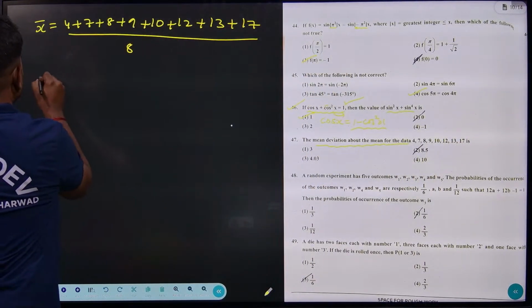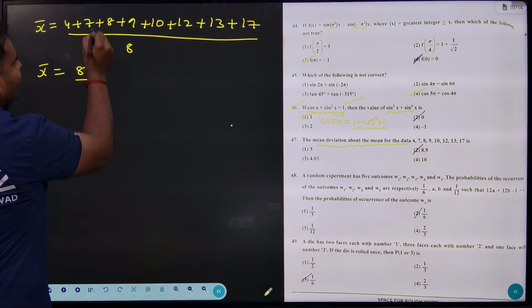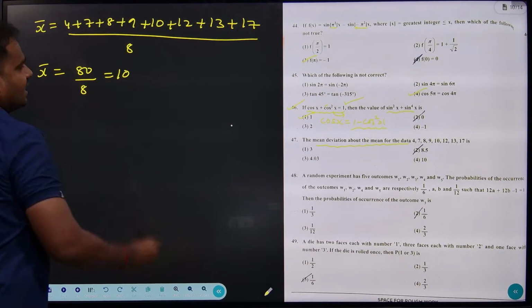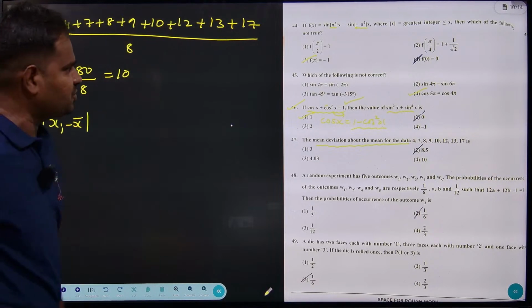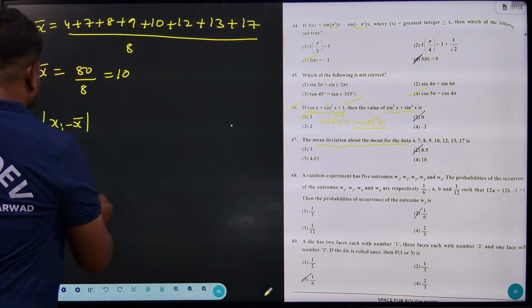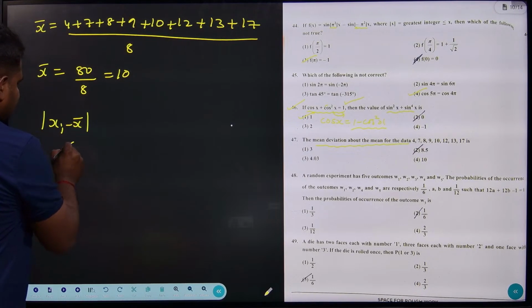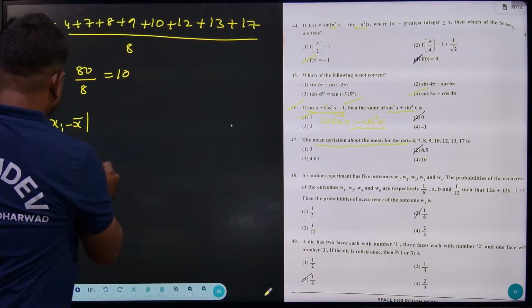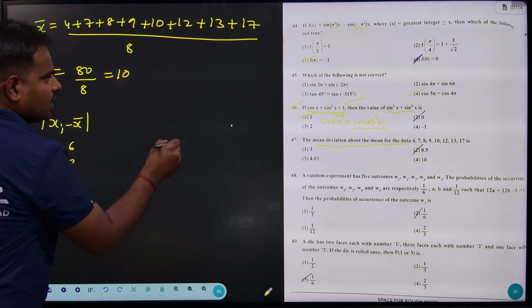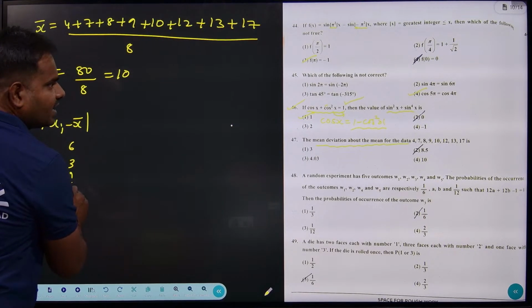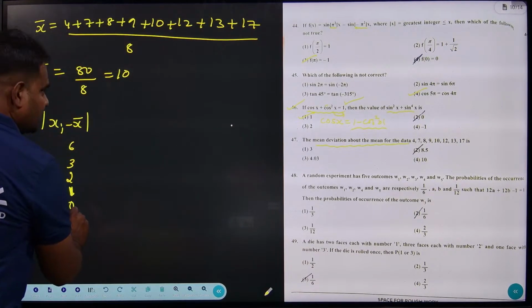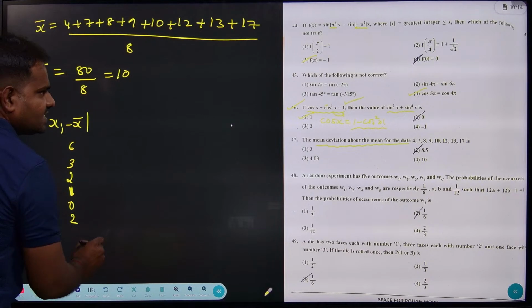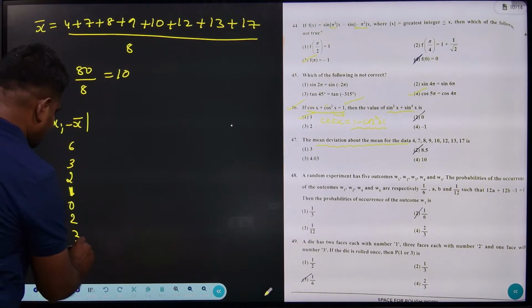Now observe here, x bar, how much will you get? Here you will get 80 if you add all this, divided by 8, which is nothing but 10. So first we will find mod of xi minus x bar. How much will we get, students? 10 minus 4 is 6. Next, 10 minus 7 is 3. 10 minus 8 is 2. 10 minus 9 is 1. 10 minus 10 is 0. 10 minus 10 is 0. 10 minus 12 is 2. Next, 10 minus 13 is 3. 10 minus 17 is 7.